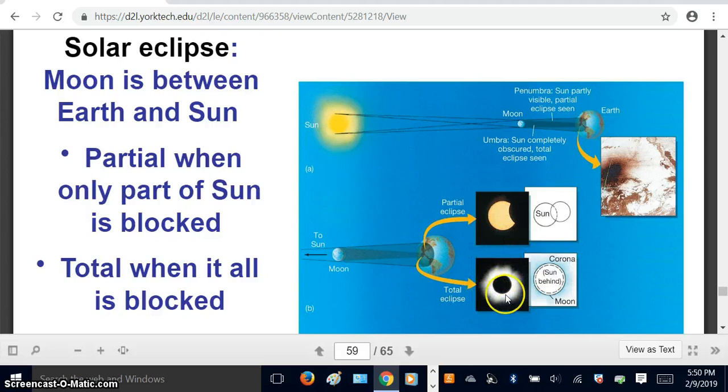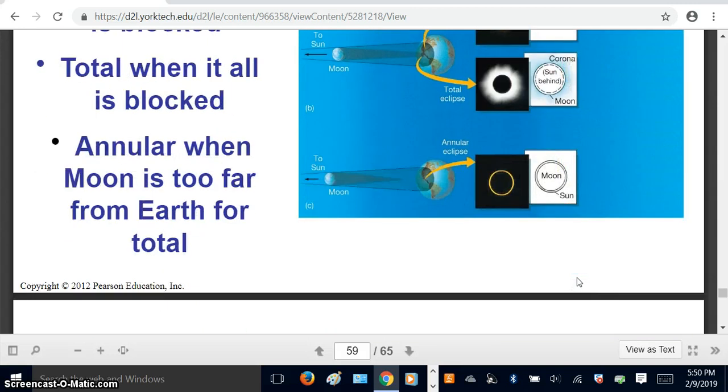And the only time that you can see what's called the solar corona, the outer atmosphere of the sun, is when there's a total eclipse. All right. This is called an annular eclipse.